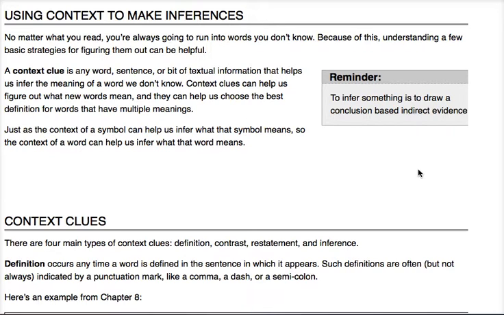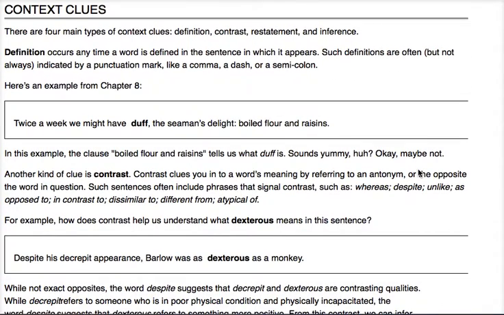Context clues can help us figure out what new words mean, and they can help us choose the best definition for words that have multiple meanings. And just as the context of a symbol can help us infer what that symbol means, so the context of a word can help us infer what a word means. And in the gray box on the right, a reminder: to infer something is to draw a conclusion based on indirect evidence. So, context clues. There are 4 main types of context clues: definition, contrast, restatement, and inference.